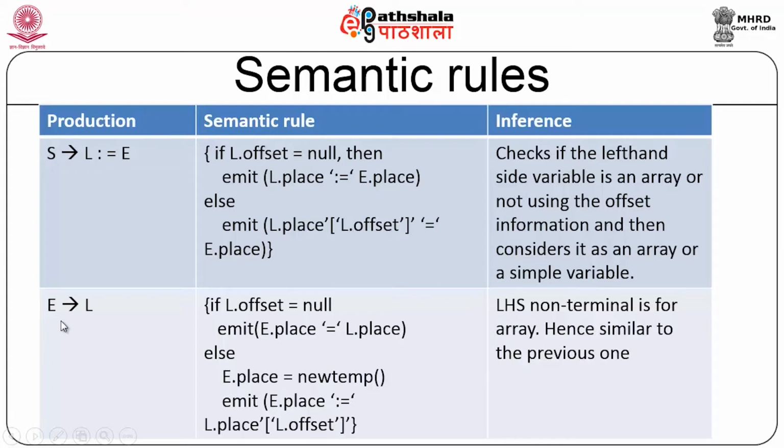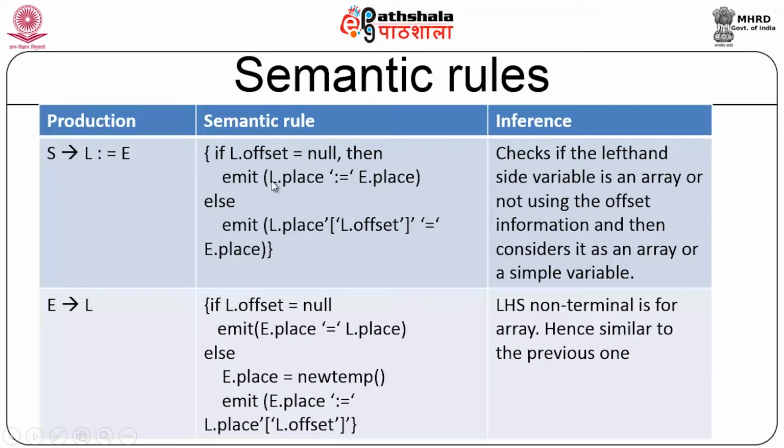The second production is E produces L. Again, whatever we have done for the LHS here, that has to be carried out for the RHS. So, E produces L is here. So, the RHS L is checked for whether its offset is null or not null. If the offset is null, you simply emit E dot place is equal to L dot place. If the offset is not null, which means it is an array, in that case the LHS variable will be declared as a new temporary variable, and then you emit E dot place is equal to L dot place of L dot offset.